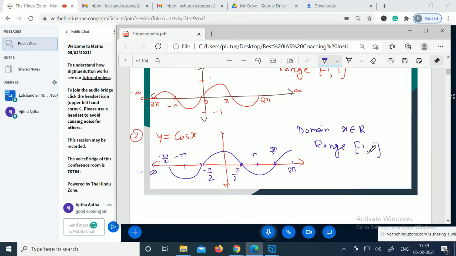Acha, if I ask about the period, what is the period for this function? This is a periodic function, isn't it? So what is the period of sine? 2 pi. Period means after which interval the function is repeating itself. So it is repeating after every interval of 2 pi. The same picture is repeated again. In the case of cos also the period is 2 pi.